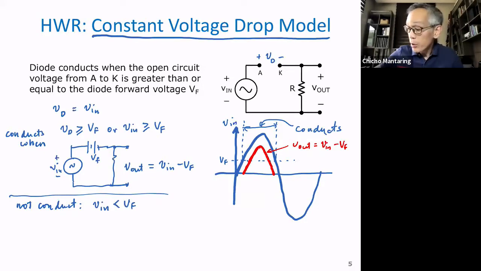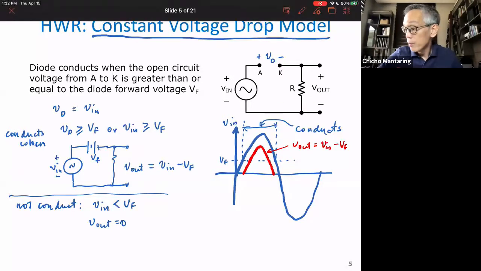And what is our output? If it is not conducting, this is our equivalent circuit. Because it is an open circuit. In other words, we validated that it is an open circuit. So what is our output? V out is just equal to 0, because you have no voltage drop across your resistor.